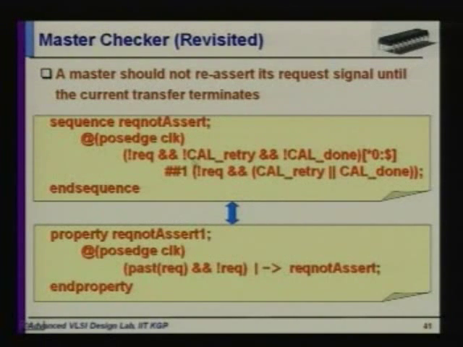Okay. And in a real case, like in the master checker, we revisit the master checker case. A master should not reassert its request signal until the current transfer terminates. So look at the property in the bottom: past there is a request and now there is not a request. Past means in the previous clock cycle. And so it implies that request is not asserted. Does that mean falling from 1 to 0 or just equal to 0? Not just equal; it fails sometimes earlier, then it's failed. That is, in intermediate time steps we have captured those timing diagrams. Okay. Sometimes it failed, it's 0.